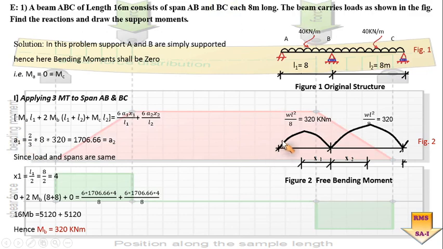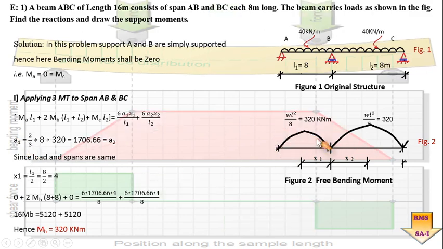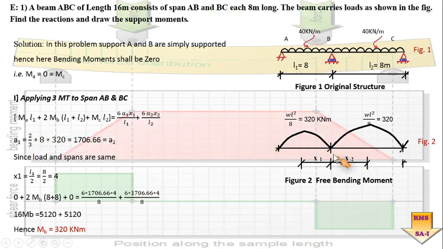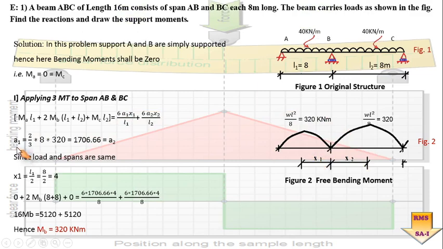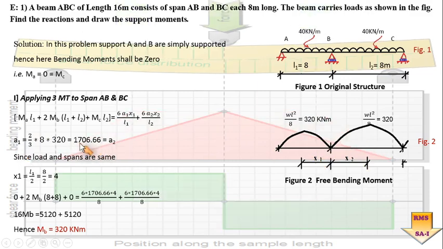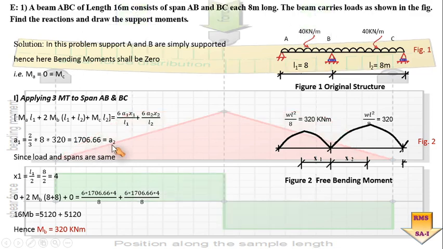A1 is the area of the free bending moment diagram for the first span, and this diagram is a parabola. We know the area of a parabola is 2 by 3 times base into height. Putting the values, you get an area of 1706.66, which has to be equal to A2.